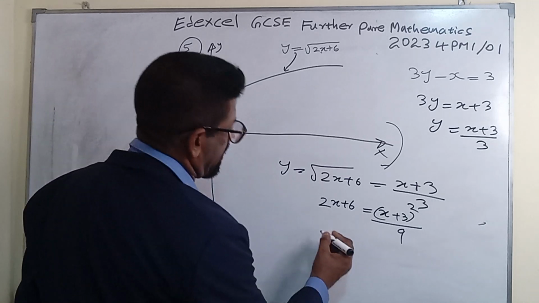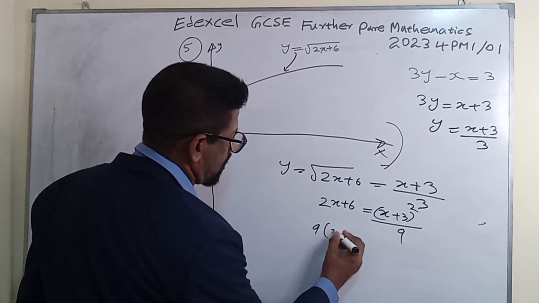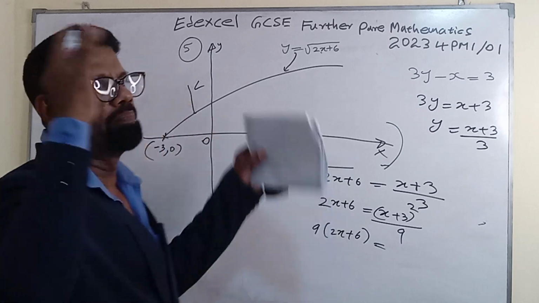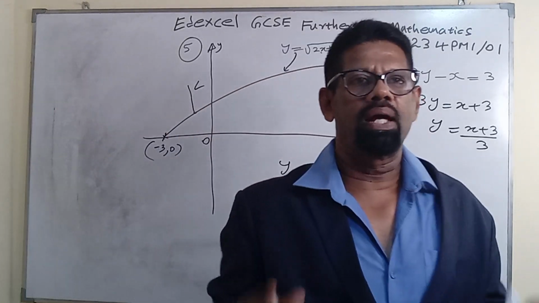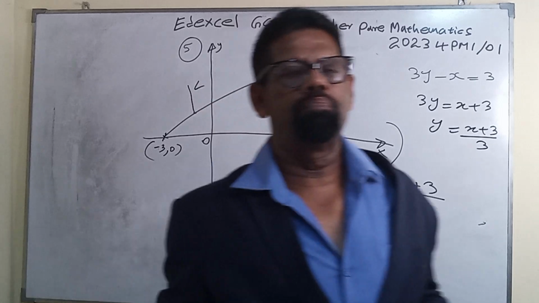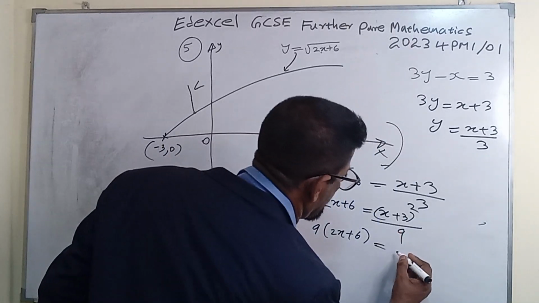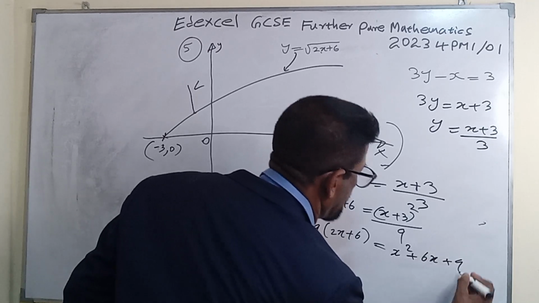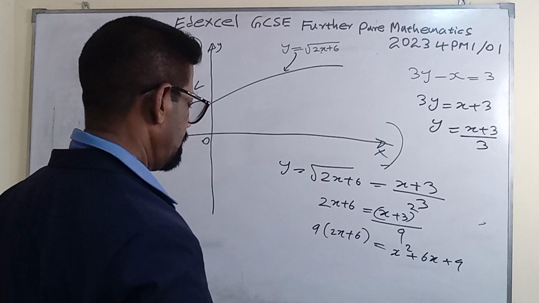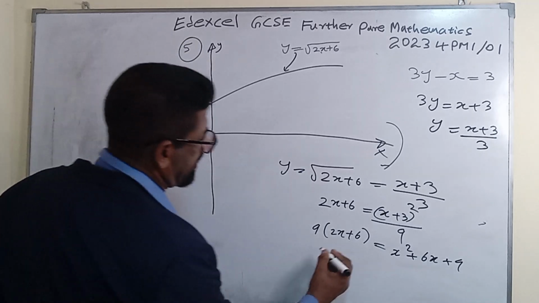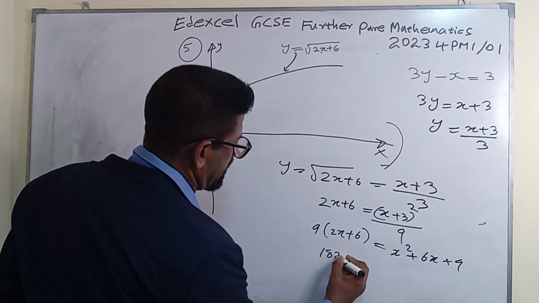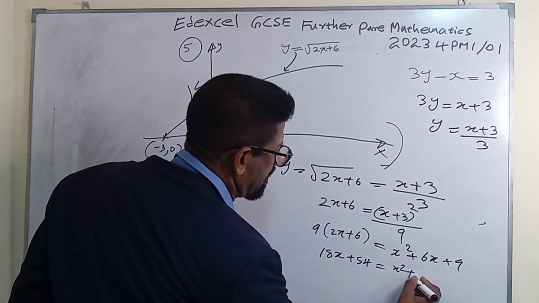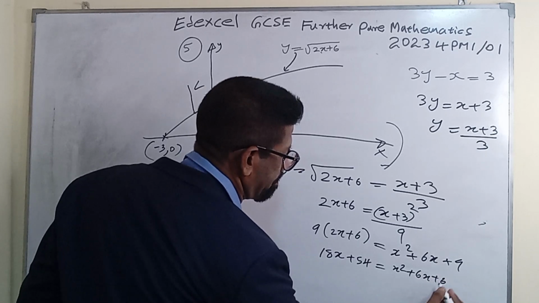So cross multiply by 9. 2x plus 6 times 9 equals, completing the square, the first term squared, plus 2 times the first term times the second term, plus the second term squared. Like this you can write x squared plus 6x plus 9. So 18x plus 54 equals x squared plus 6x plus 9.